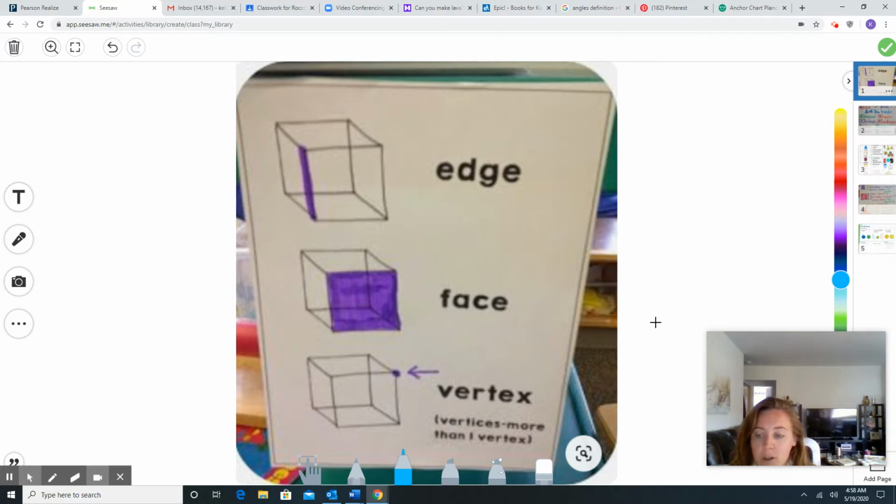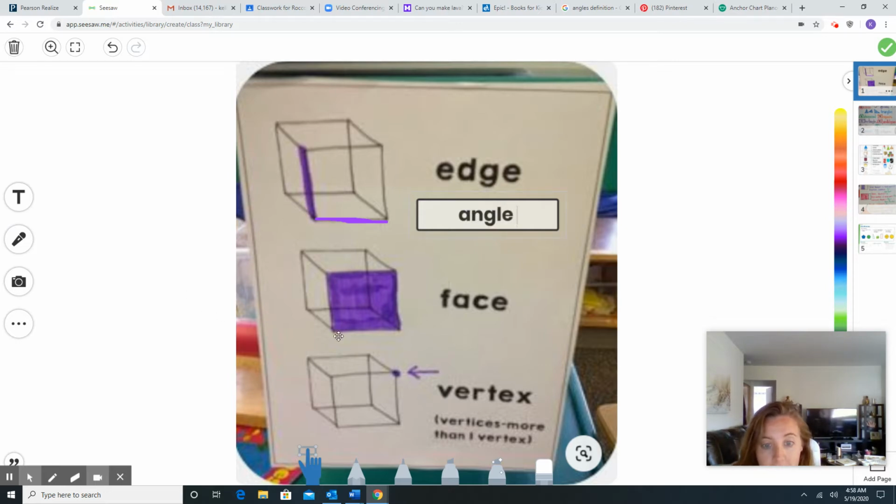So here in our first anchor chart, we have three pictures of a three-dimensional shape called a cube. We have three new vocabulary words or terms. The first one is an edge. The edge of a shape is made out of a line. When two of the edges, that we see here, I'll use purple, there we go, we have two edges like this. This is called an angle. So we have an edge and we also have an angle.